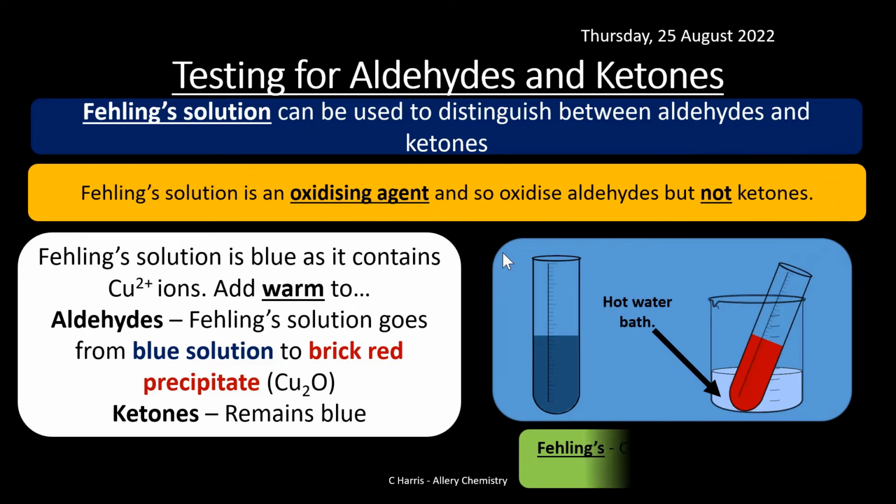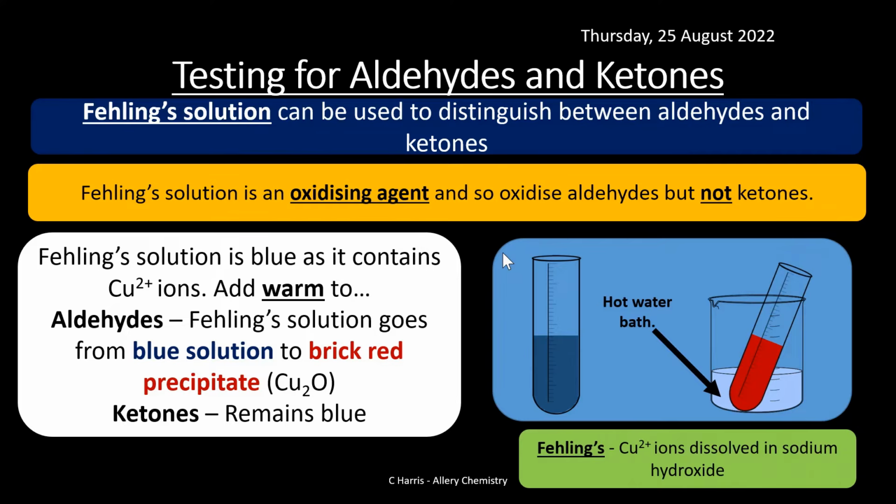It contains copper 2+ ions, and when we add it warm, again very similar, in a warm water bath, aldehydes will interact with Fehling's, and the solution will go from a blue solution to a brick red precipitate, so it's a nice lovely colour. Ketones won't do anything, it'll just remain blue, there's no change there. So it's another test to distinguish between aldehydes and ketones. Fehling's is copper 2+ ions dissolved in sodium hydroxide, that's basically all it is.